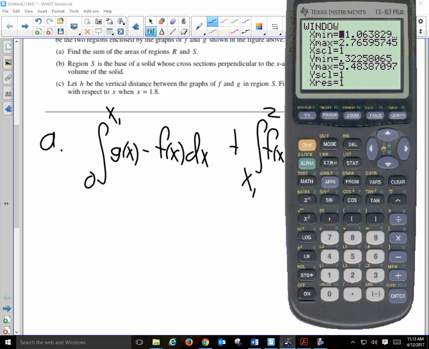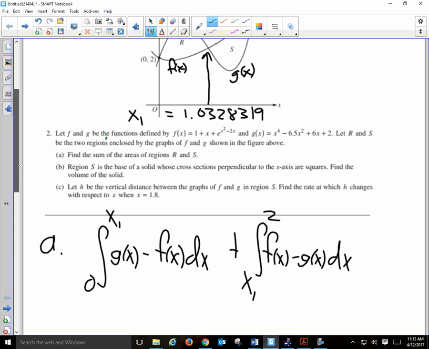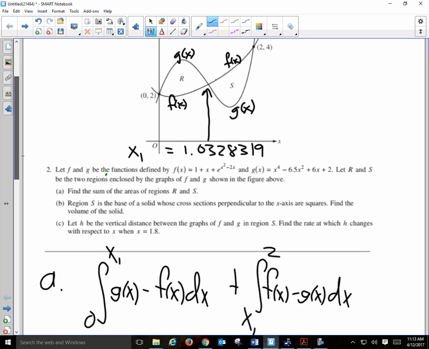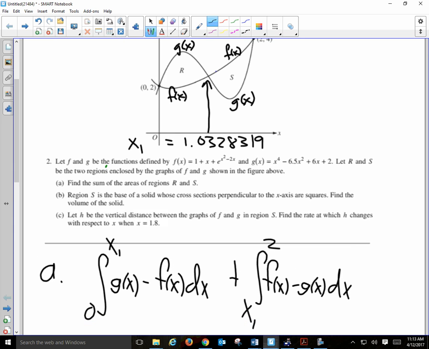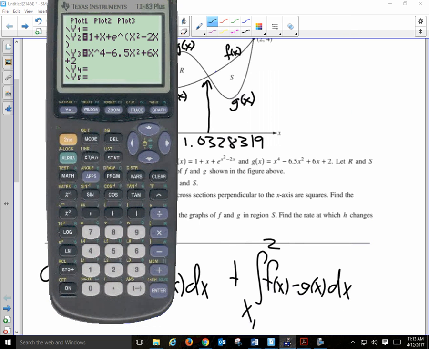First of all, in my window, I want my y minimum not down to 0.3, but to negative 2. That way I can see the x-axis. That's going to help me out as I look at this area piece. But I want to do g of x minus f of x, okay? And we said that g of x is the quartic one, correct?